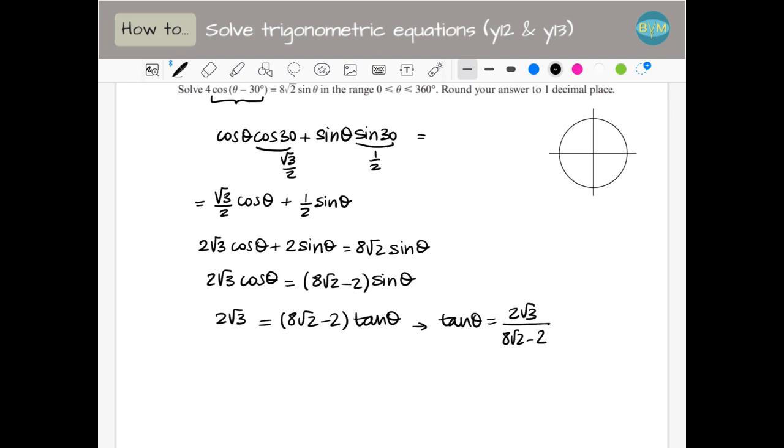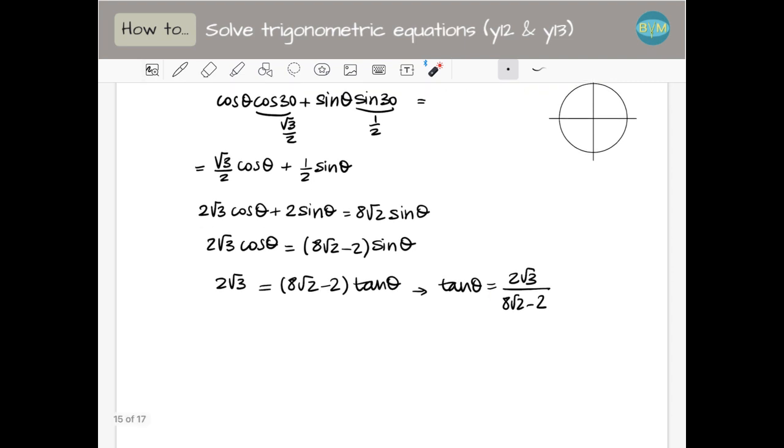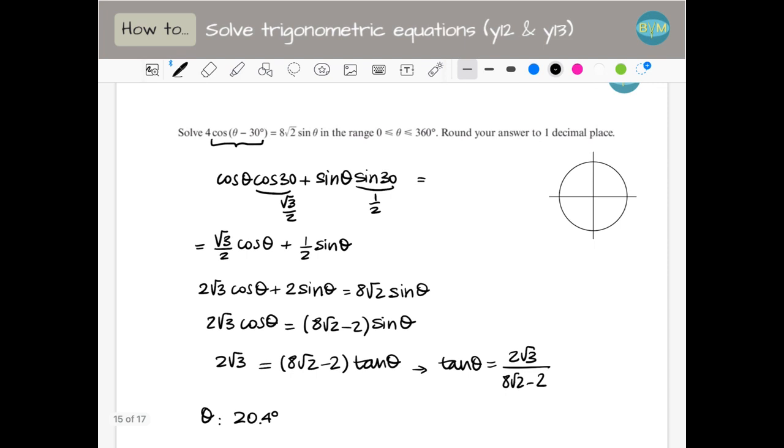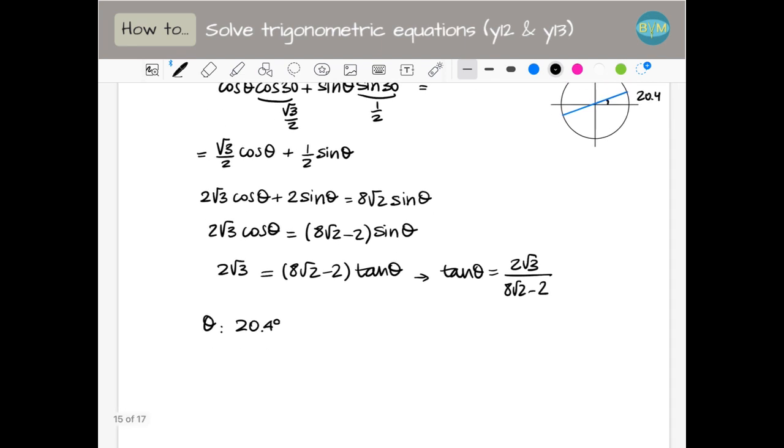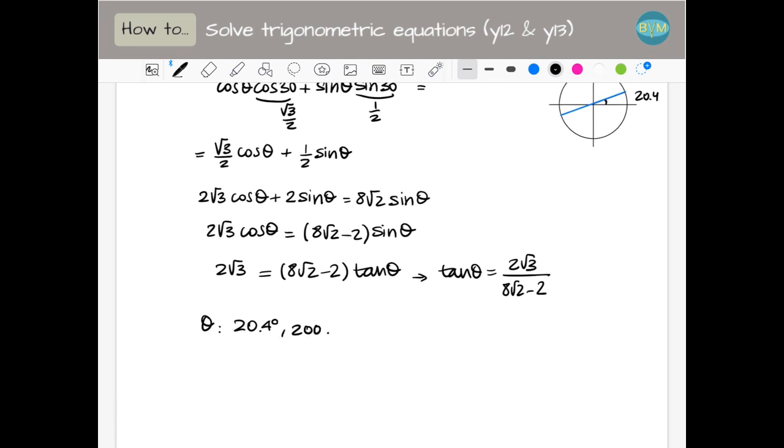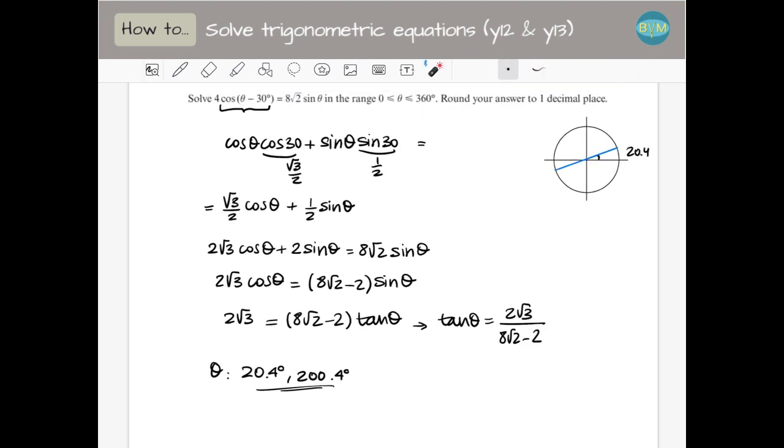Now I can use the calculator because this is just a number. So I do tan minus 1 with the calculator, and I get my first value, my principal value. So theta is going to be 20.4 degrees, which is somewhere here. I have to find tan, so the same gradient. So the next answer is going to be 180 plus 20.4, which is 200.4, sorry. The next answer will be over my limit for the interval, so I don't have any more answers.